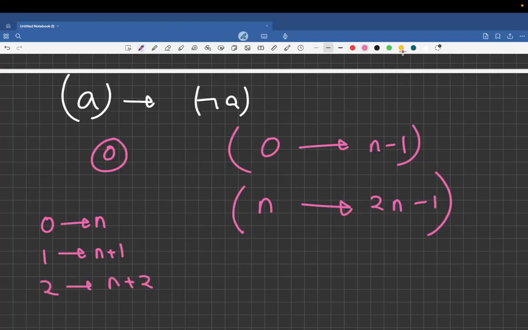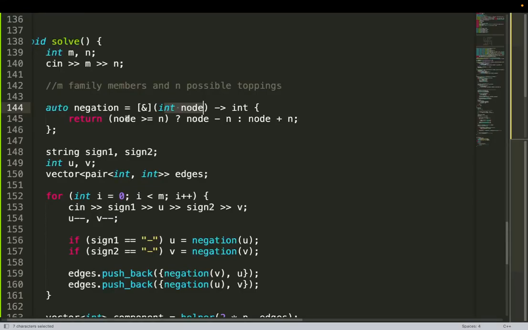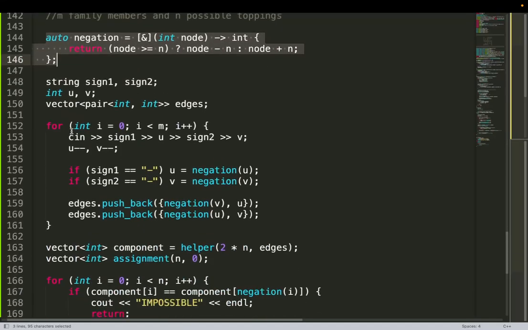Also, we can say vice versa. That negation for n will be 0. Negation for n plus 1 will be 1. And negation for n plus 2 will be 2. So how am I writing this negation logic? I am taking the node as input. If the value of node is greater than or equal to n, then for finding its negation I am subtracting n from the node. And if its value is lesser than n, then for finding the negation I am adding the value n to this node. This is how I am finding the negation.